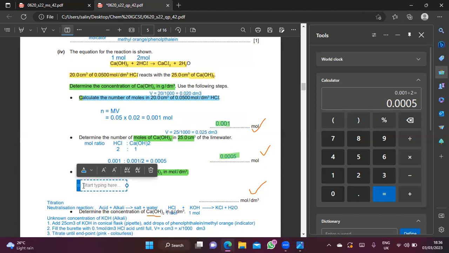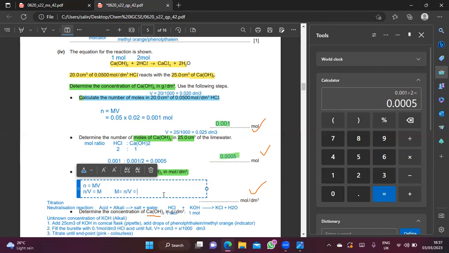So we can now use the formula n equals MV. We can use this formula. What are we trying to find? The molarity, which is the concentration. I would prefer you to move your volume to the other side. So n over V equals M. It would be easier for you to calculate. So M equals, just rearrange. I'm doing nothing fancy. Rearrange this, so M equals n over V.